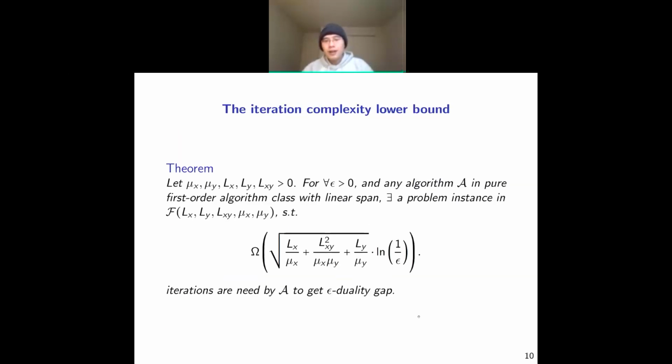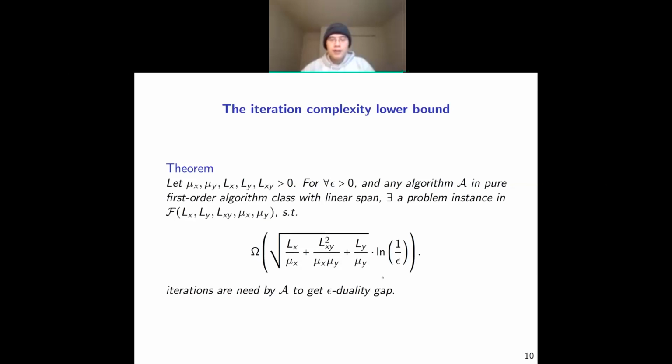So for this function class, and the pure first order algorithm class with linear span, we actually have the following theorem. That is, for any epsilon greater than 0 and any algorithm in this algorithm class, there exists a bad problem instance in this problem class, such that at least this number of iterations is needed by this algorithm to get an epsilon-small duality gap.